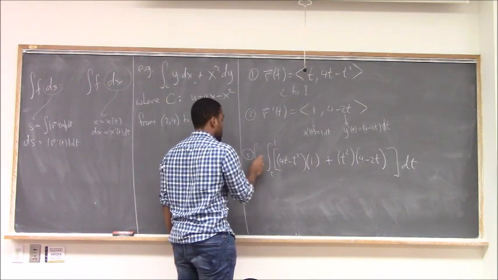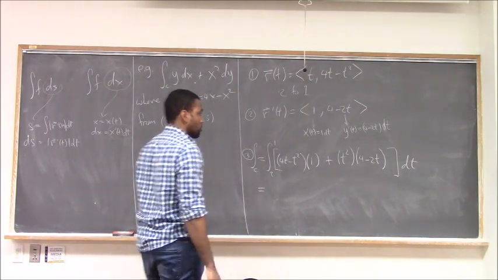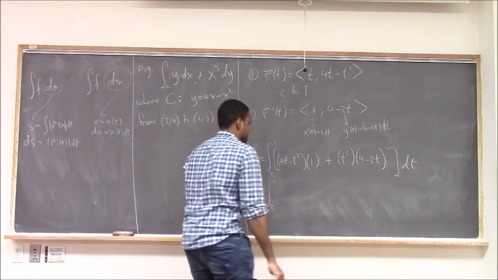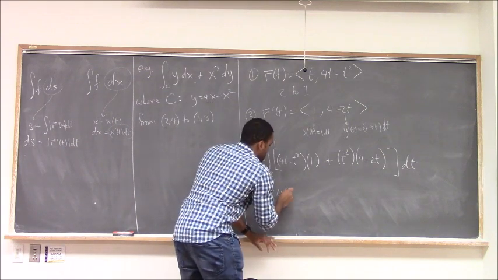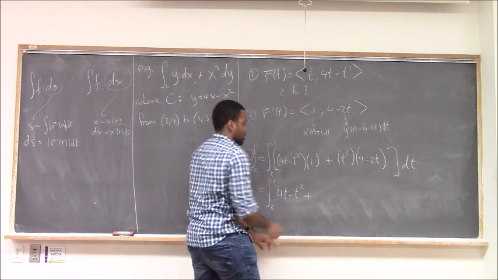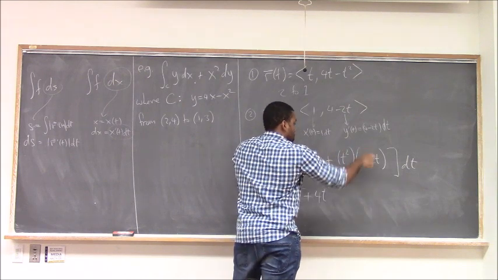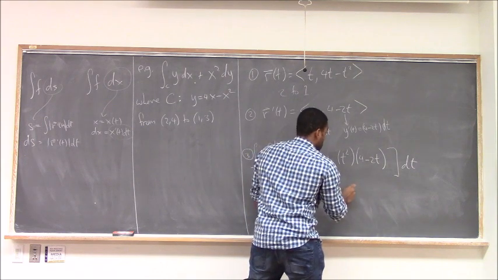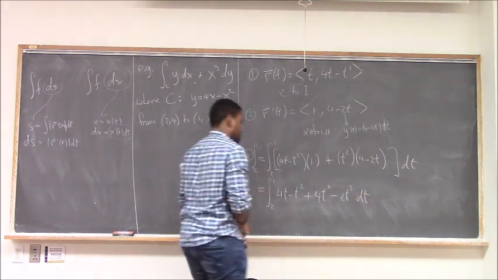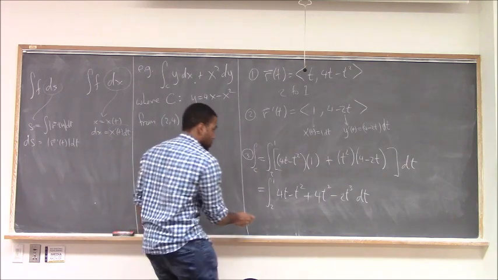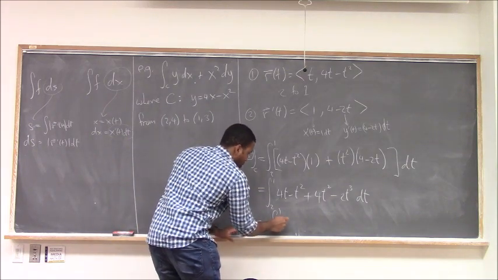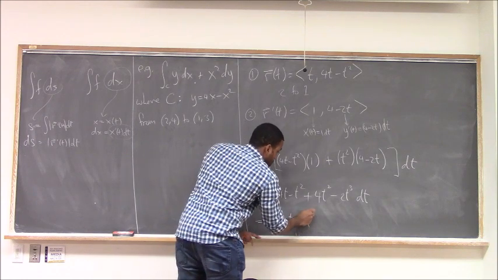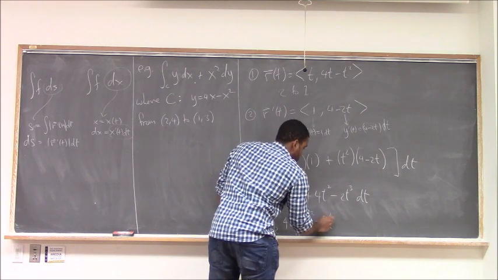And so my integral along C is that integral. And how is that going to look? This is 4t minus t squared plus, I'm just going to distribute this, 4t squared minus 2t cubed. So this is the integral from 2 to 1 of 4t plus 3t squared minus 2t cubed.